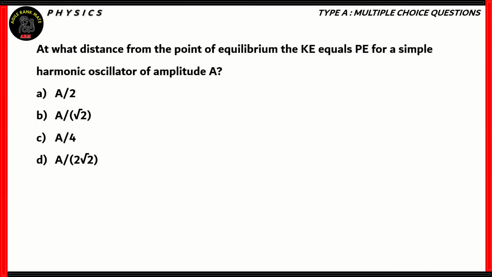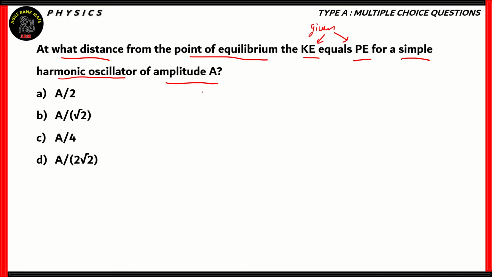Now let's look at this question. At what distance from the point of equilibrium does the kinetic energy equal the potential energy for a simple harmonic oscillator of amplitude A? Now here we have a simple harmonic oscillator. Its amplitude is A, and we are given that the kinetic energy equals the potential energy.